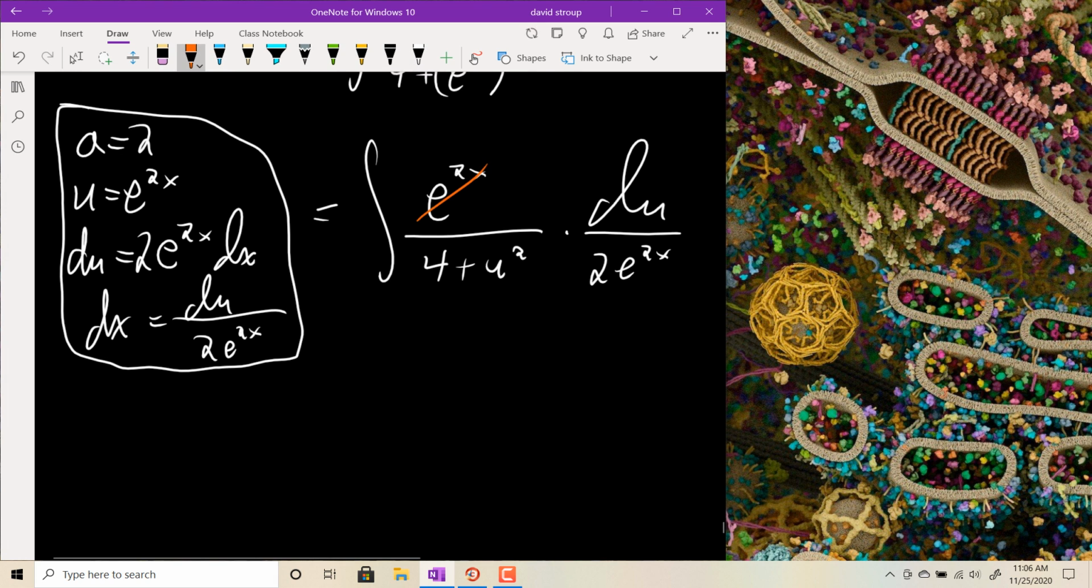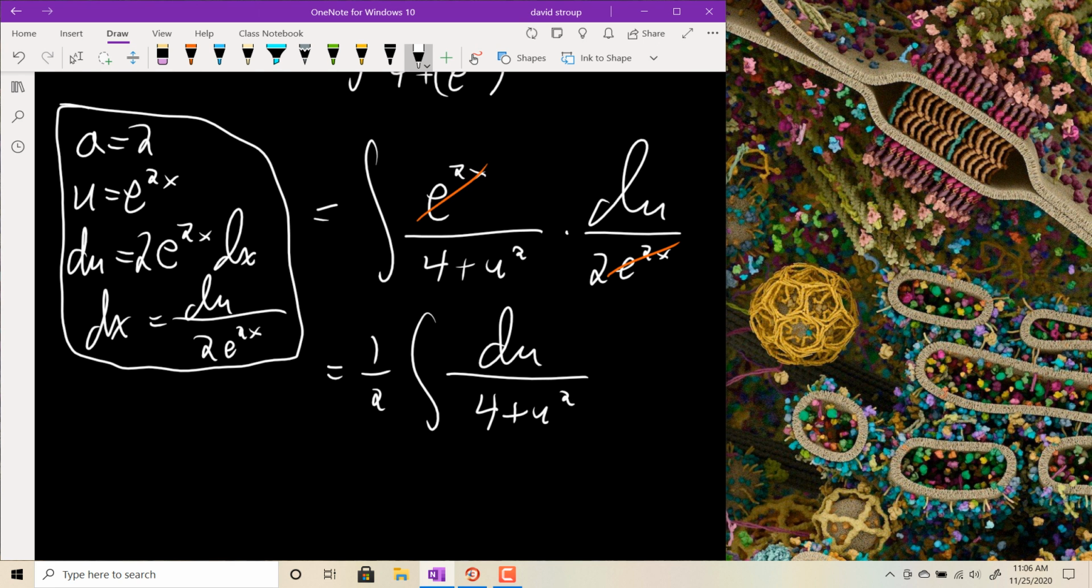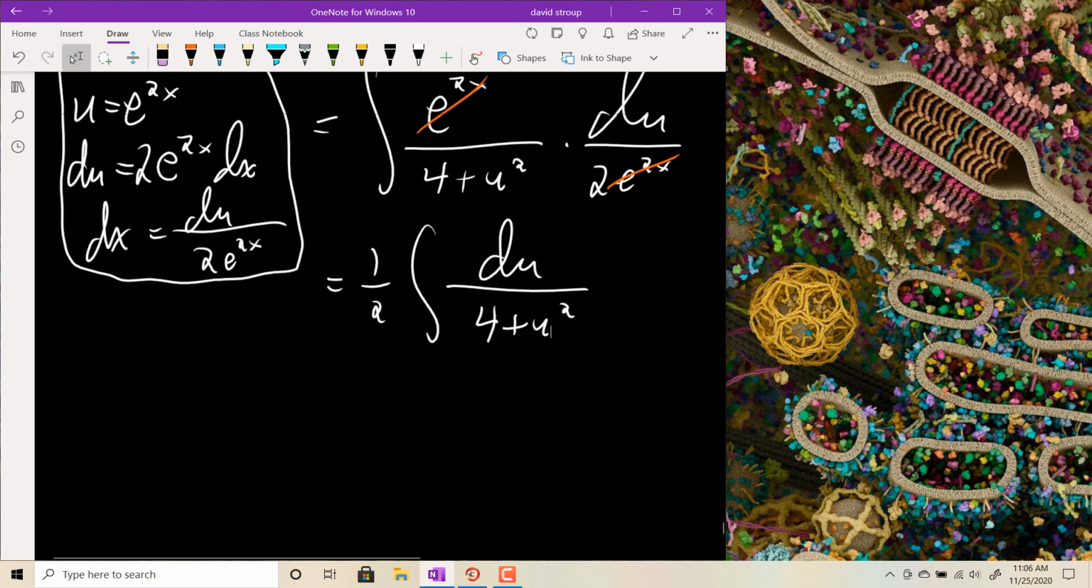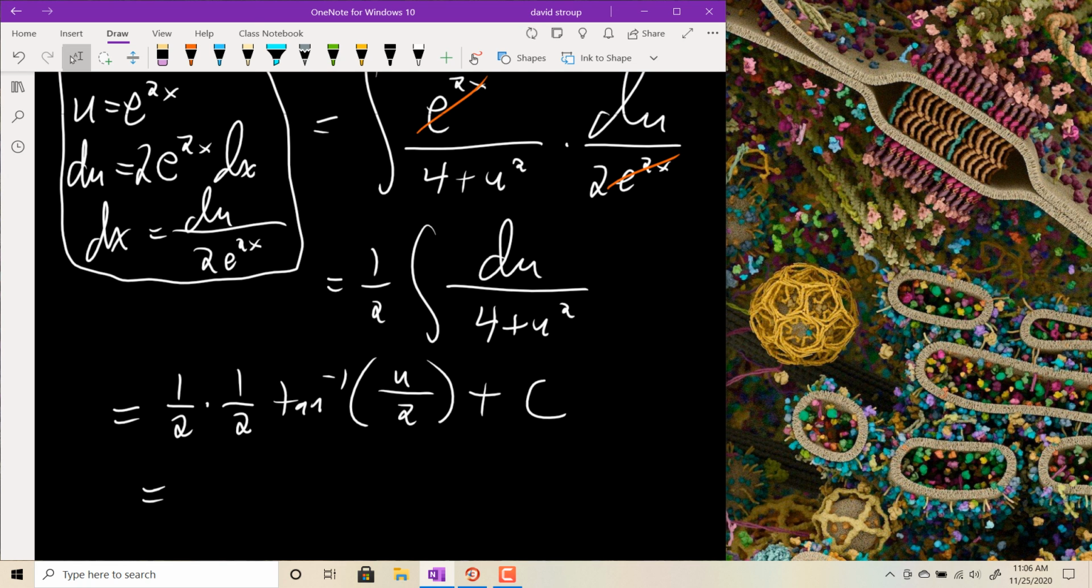So yay, goodbye. You can factor out 1/2. And then we have our nice inverse tangent formula, right? It's the a squared plus u squared form, where a is 2. So this will be 1/2 times 1 all over a times tan inverse of u all over a. So that'll be 1/4 tan inverse of u, which is e to the 2x all over 2, plus c. So just limits, derivatives, and integrals. That's pretty much all you're looking at for my final exam.